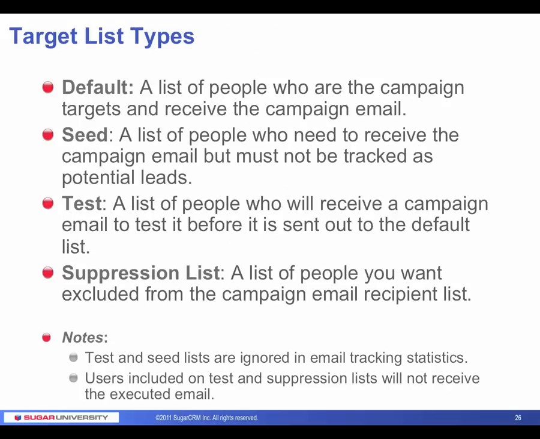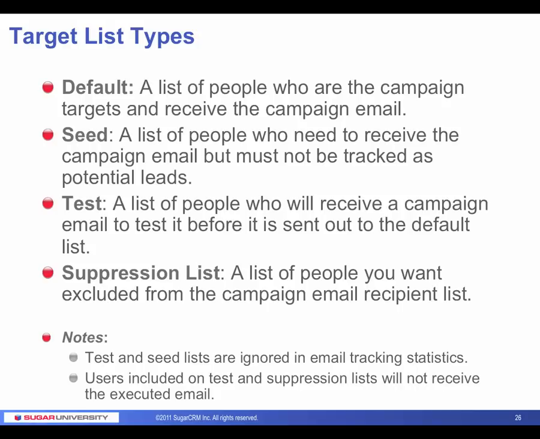There are 4 different target list types. The default list is the people who are the campaign targets and receive the campaign email. Sugar performs a check to prevent duplicate emails being sent out to this default list. A seed list is people who need to receive the campaign email but must not be tracked as potential leads. The seed list is primarily used for internal purposes to confirm that the campaign has been successfully completed. A test list is for people who will receive a campaign email to test it before it is sent out to the default list. The test list provides no duplicate check.